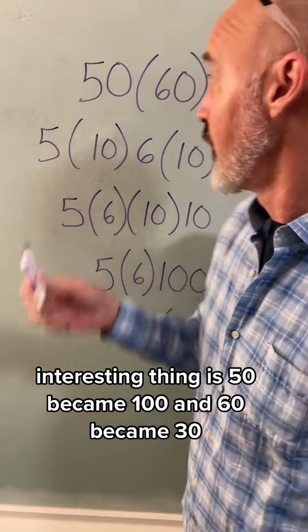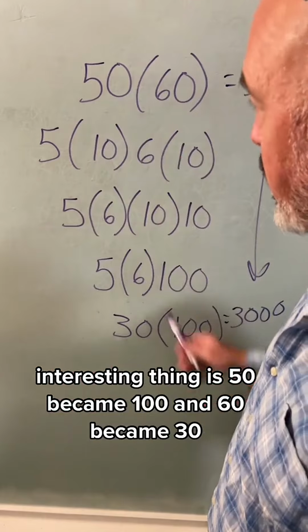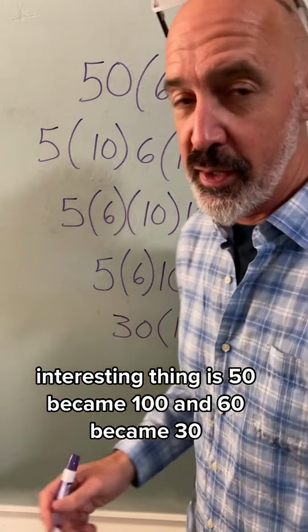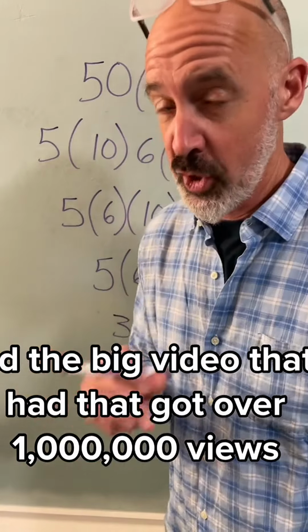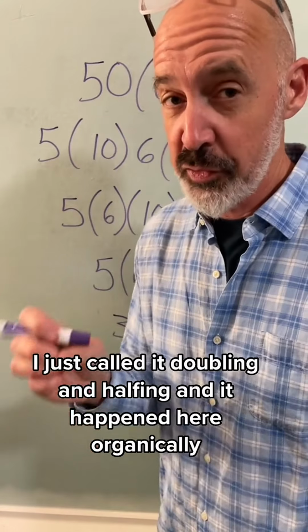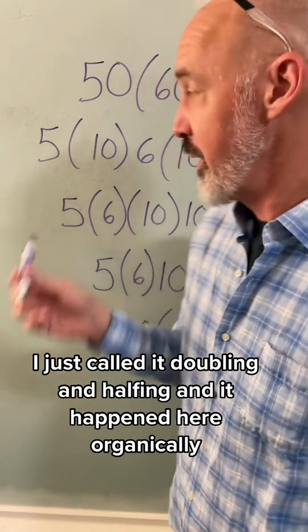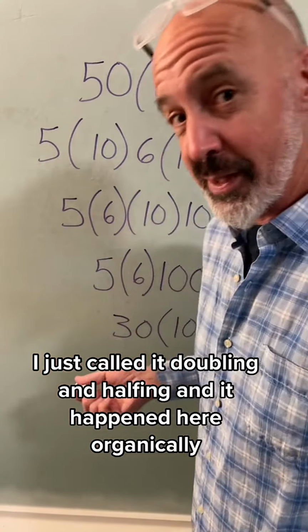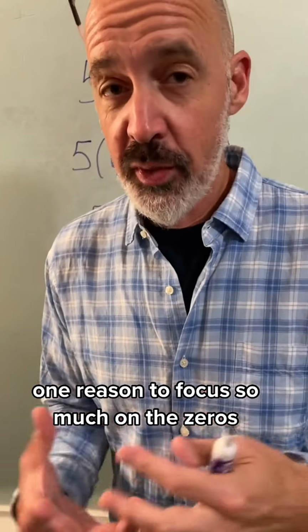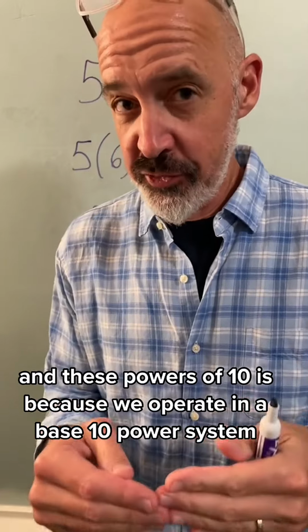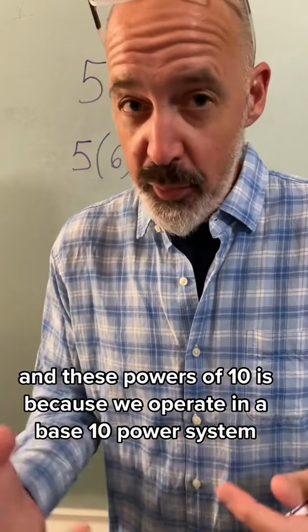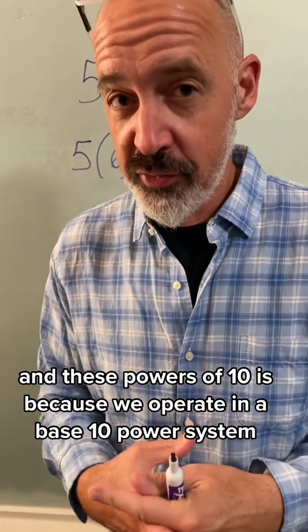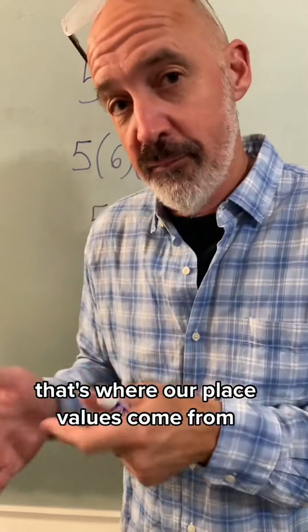Interesting thing is 50 became 100 and 60 became 30. In a big video that I had that got over 1 million views, I just called it doubling and halving. It happened here organically. One reason to focus so much on these zeros and these powers of 10 is because we operate in a base 10 power system. That's where our place values come from.